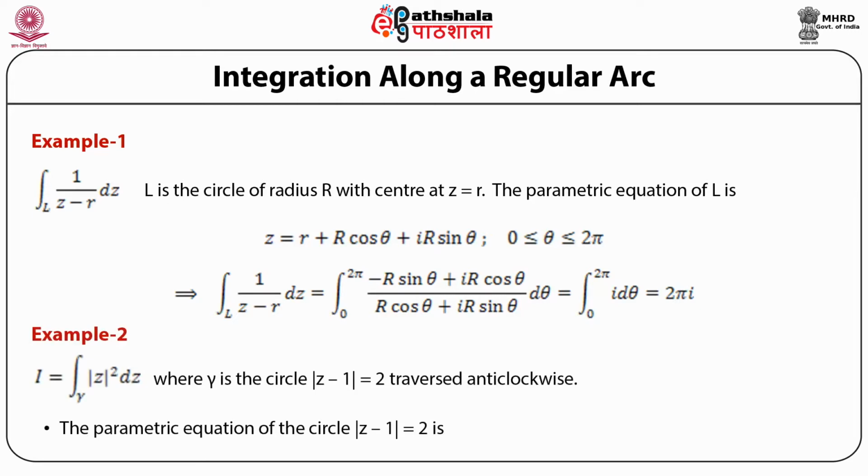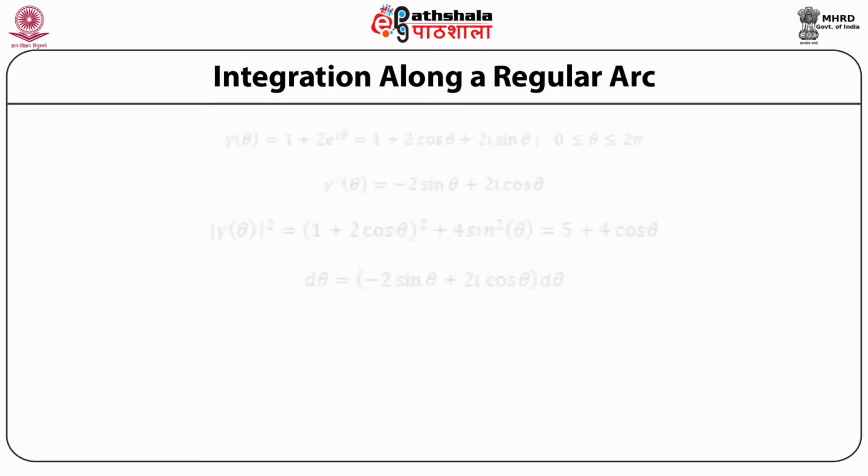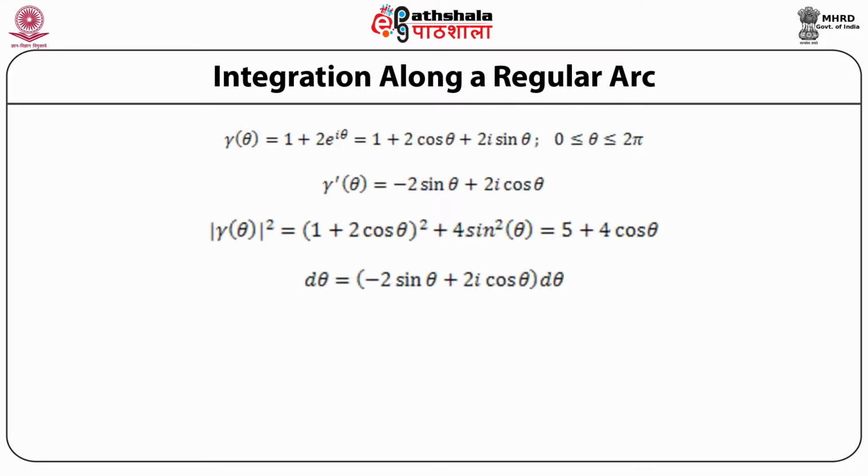So for the second example, I equals the integral over gamma of mod z squared dz, where gamma is the circle mod of (z minus 1) equals 2 traversed anticlockwise. The parametric equation of the circle mod of (z minus 1) equals 2 is gamma(theta) equals 1 plus 2 e raised to the power i theta, equals 1 plus 2 cos theta plus 2 i sin theta, with limits 0 less than or equal to theta less than or equal to 2 pi.